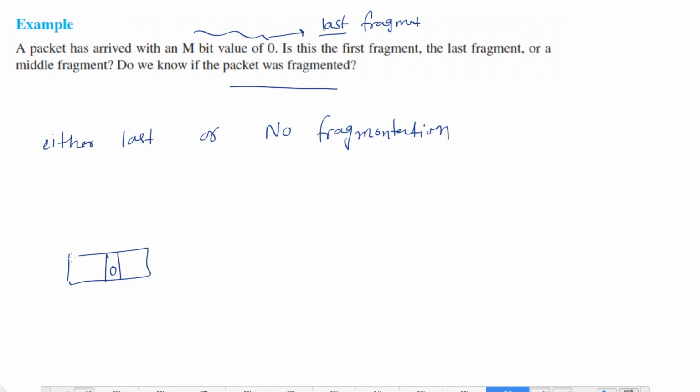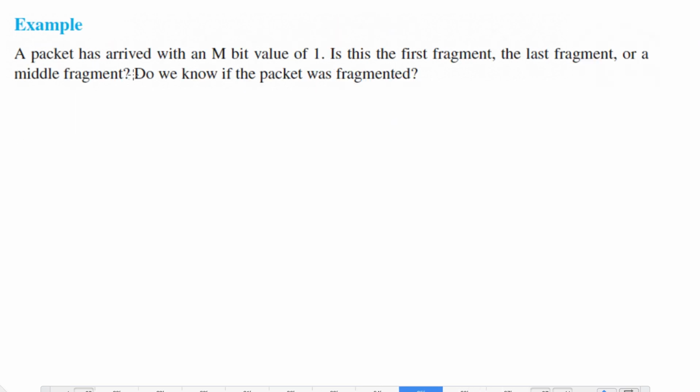So you can say that either this is the last packet or the packet was not fragmented at all. Now let's go to the next question. A packet has arrived with a more fragment field as 1, which means this may be the first fragment or maybe the middle fragment. So here you can say that it means that at least one more fragment is there. So it is either the first fragment or the middle fragment.